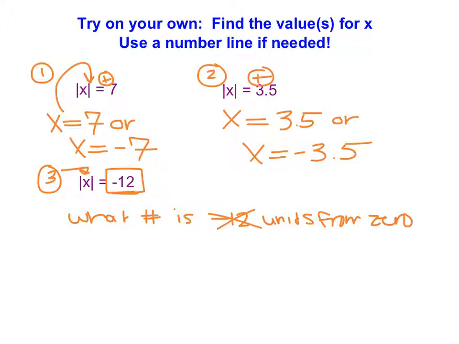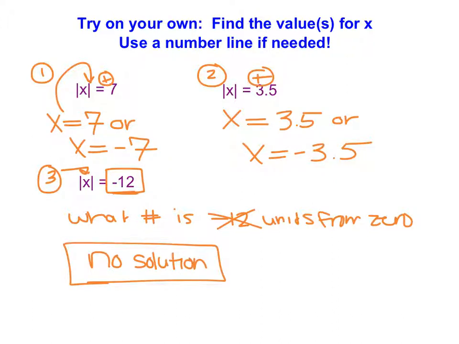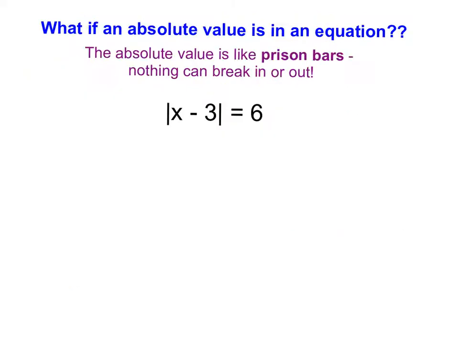That's a question that actually results in no solution. So not only are absolute value questions tricky because they will possibly have two answers, like in number 1 and number 2, we also have instances like number 3 where they're saying, well, the distance from 0 equals a negative. That's a situation that's not true. You cannot have a negative distance from 0. And as a result, for the third one, we would write no solution.